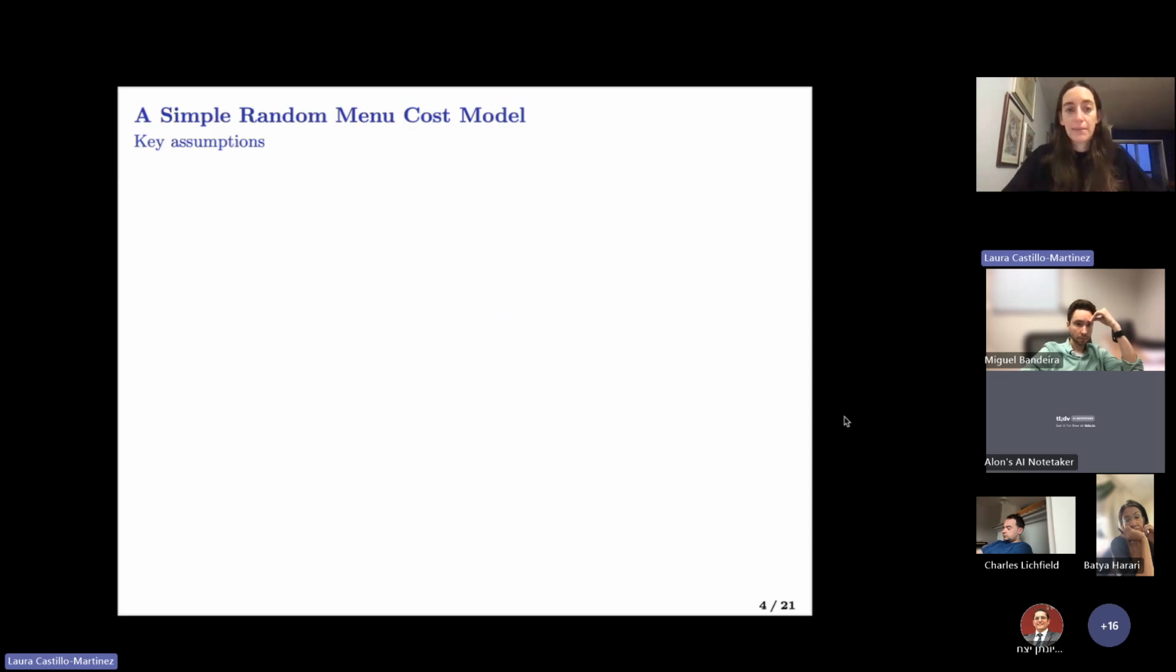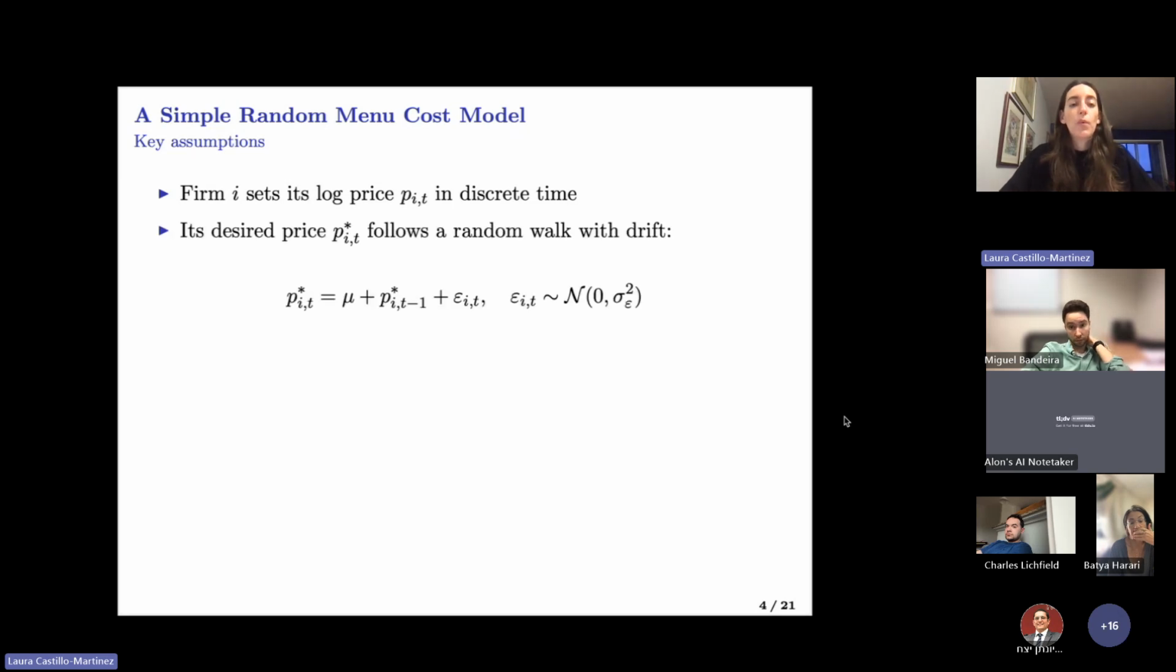So we're going to have a very simple random menu cost model that you might have come across if you've been working with this type of models or even in your first or second year PhD classes. We're going to think about a firm i that's setting prices in logs in a discrete time framework. p_it is going to be the notation that we're using. We're going to be comparing that to its desired price, denoted by p_it star, which we're going to assume follows some random walk with drift. The drift here, you can interpret as the positive trend inflation. And it's going to be receiving some idiosyncratic shocks determined by a volatility sigma squared epsilon.